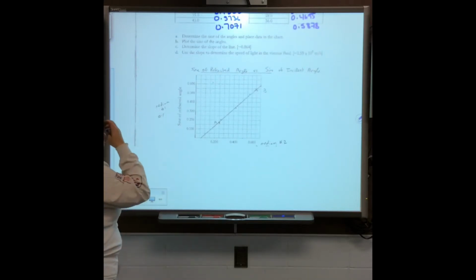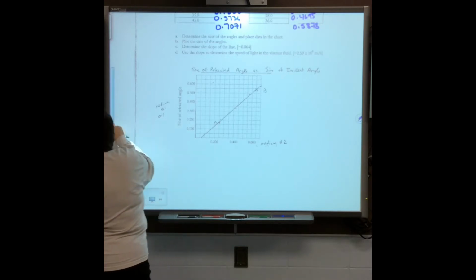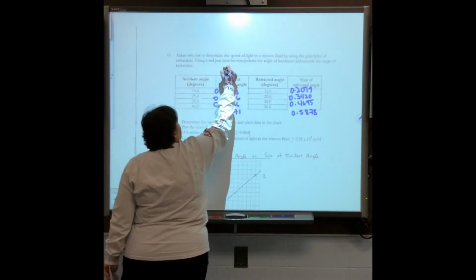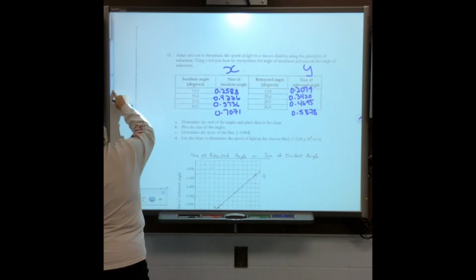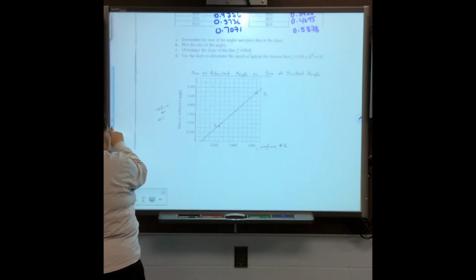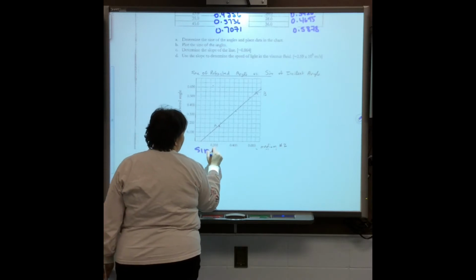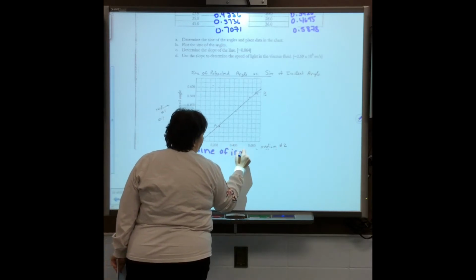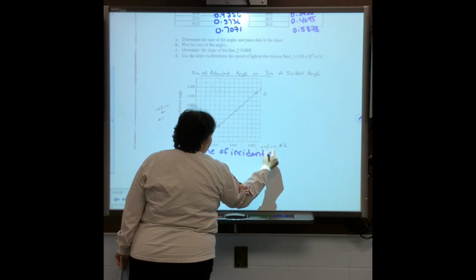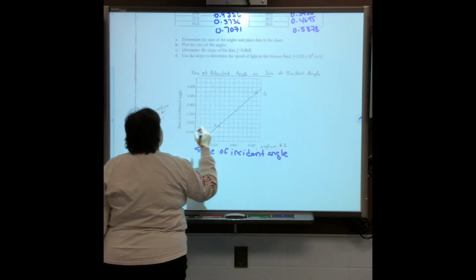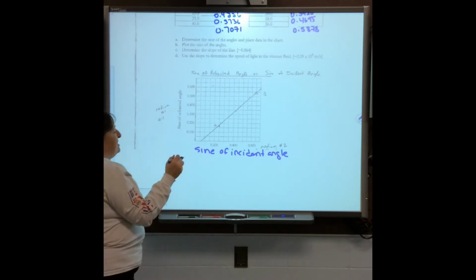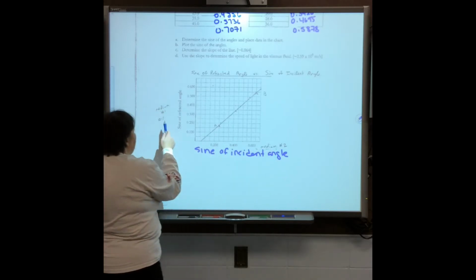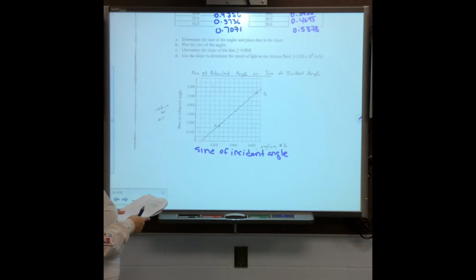Plot the sine of the angles. This here is x, and this here is y. We read a chart left to right. So this is the sine of the incident angle, and this is the sine of the refracted angle. The incident angle is in medium 2, and the refracted angle is in medium 1.